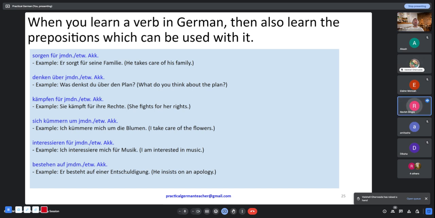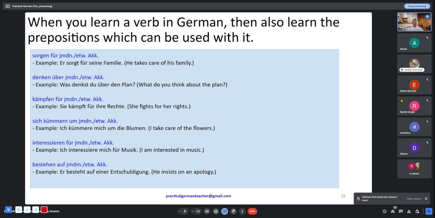Is there a trennbar verb for bestehen? No, it's not trennbar. Most of the times, if you see be-, it's not trennbar.